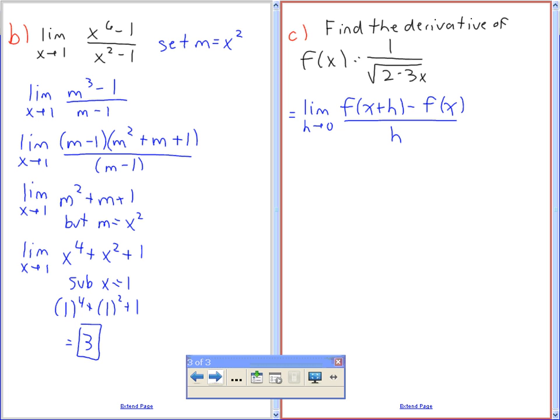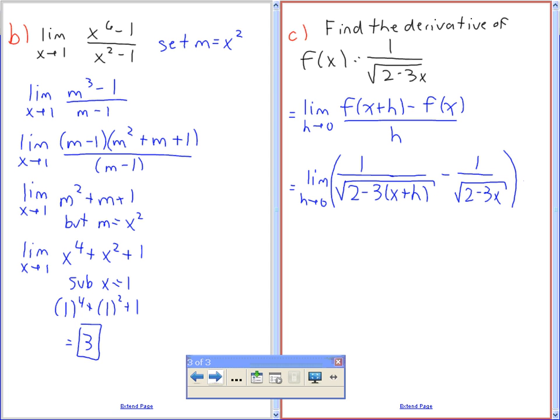Everywhere you see an x, you plug in an x plus h. This turns into the limit where h approaches 0 of 1 over root of 2 minus 3 bracket x plus h, minus 1 over root of 2 minus 3x, times 1 over h. Actually, I'll do that 1 over h.